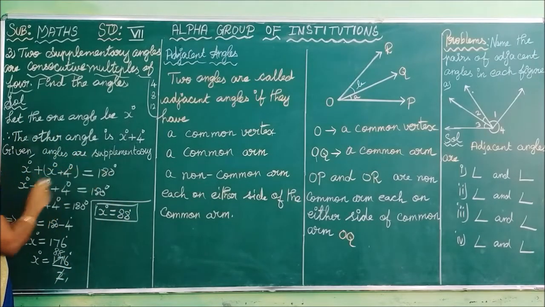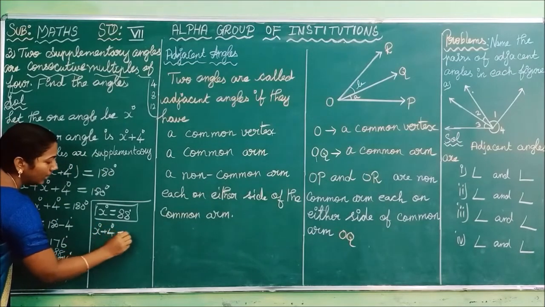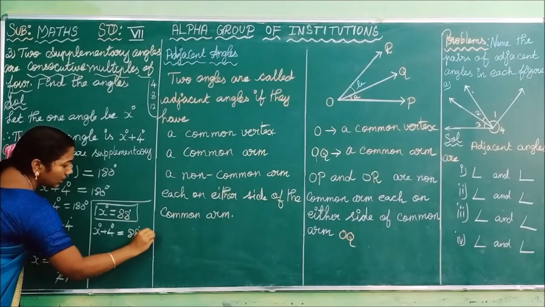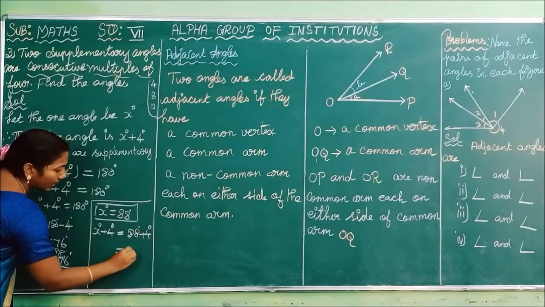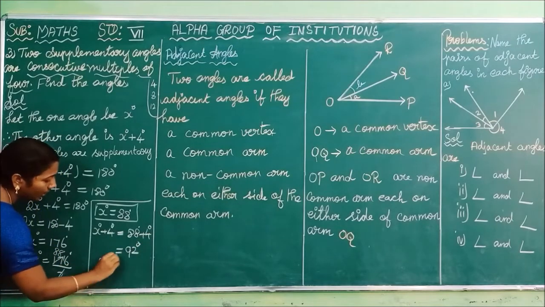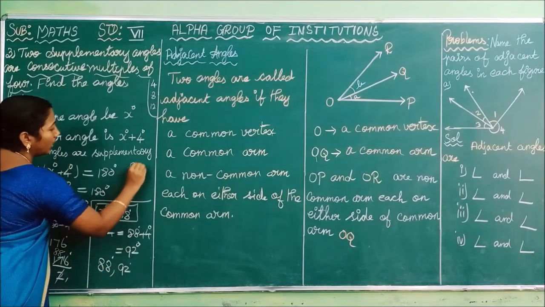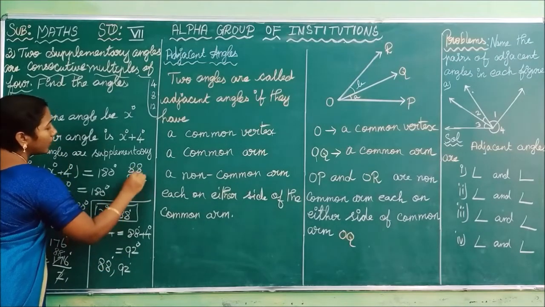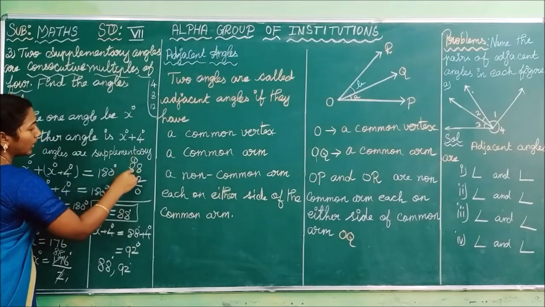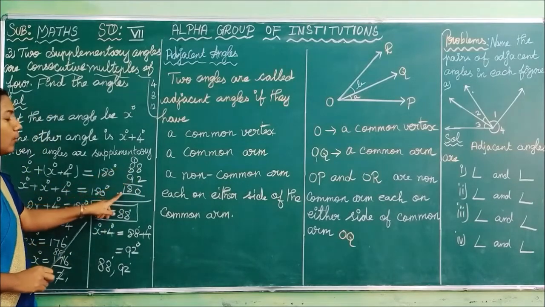And what is the next angle? x plus 4. So what is the value of x? 88 plus 4. So what is the answer? 92. So therefore the two angles are 88 and 92. Now add the two angles, 88 plus 92. The 8 plus 2, 10. Remainder 1, 9 plus 1, 10. 10 plus 8, 180. Thus the sum of the two angles gives 180 degree.